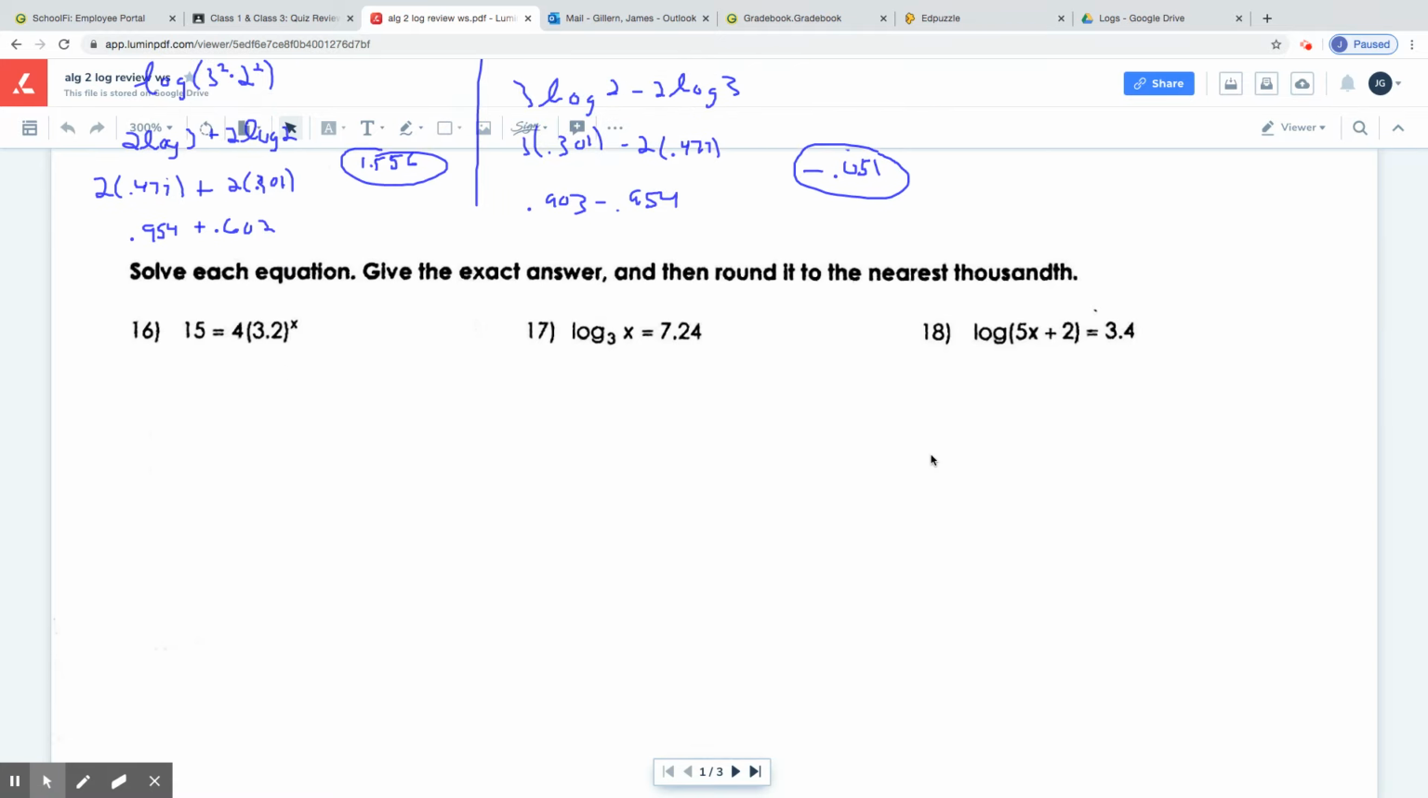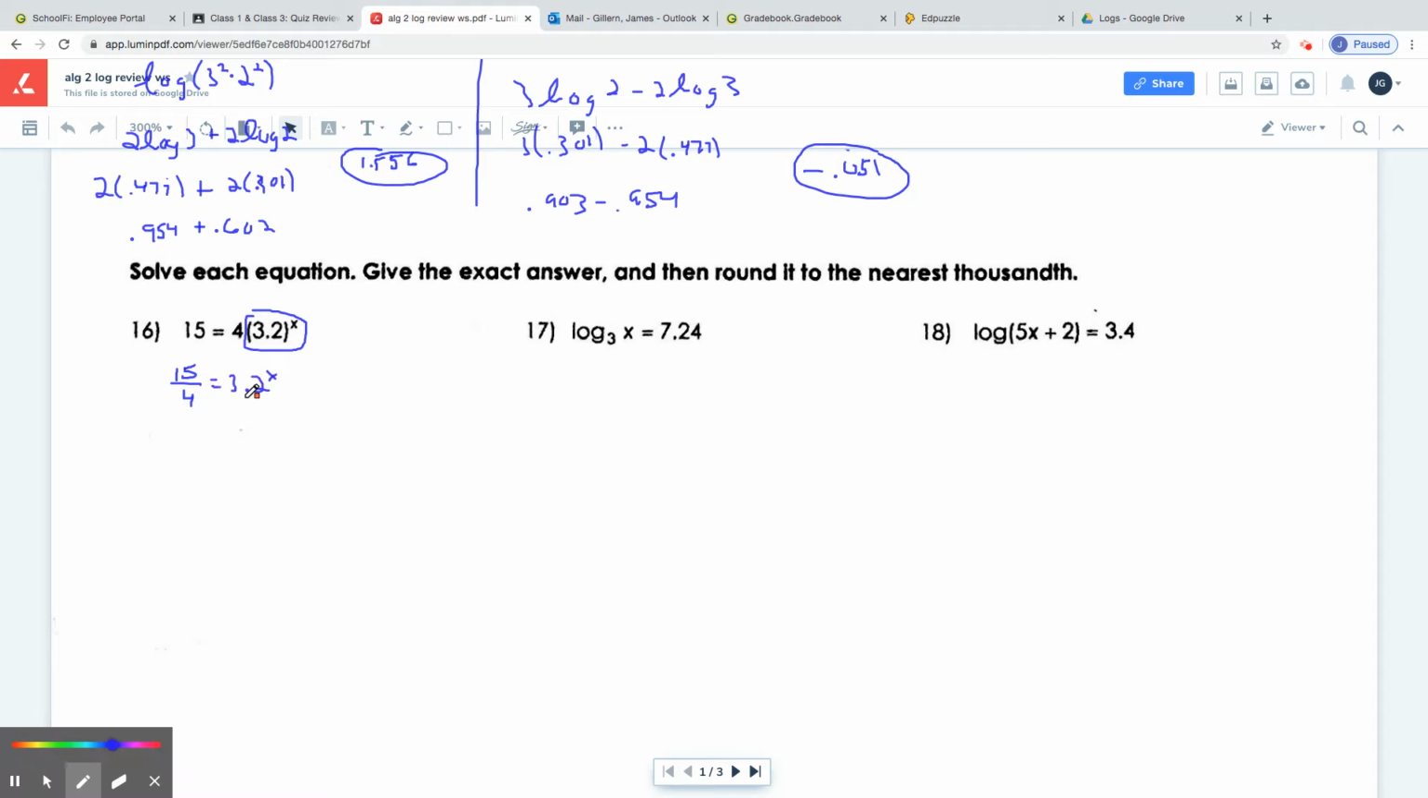Solving each equation, give the exact answer, then round it to the nearest thousandth. Okay, so for these types, this is an exponential. How do I know it's exponential? Because it's got x in the exponent. It's either an exponential like this or you're going to have a log in the problem. If you have an exponential, you want to get the exponential by itself first. So I'm going to get 15 over 4 equals 3.2 to the x.